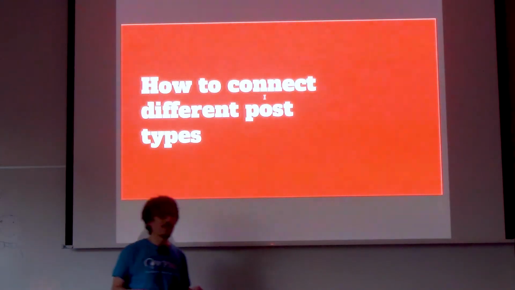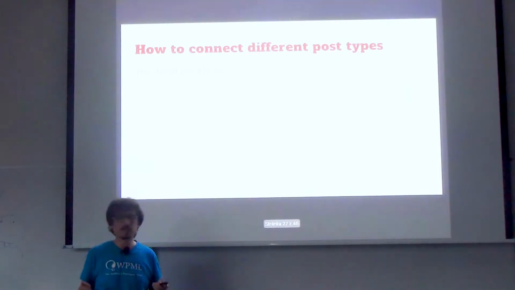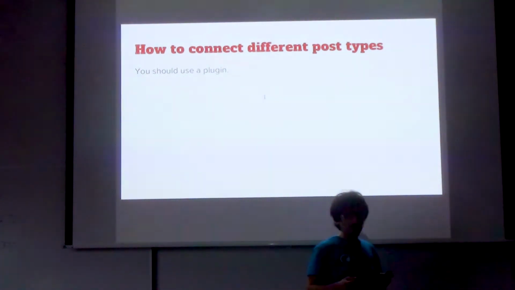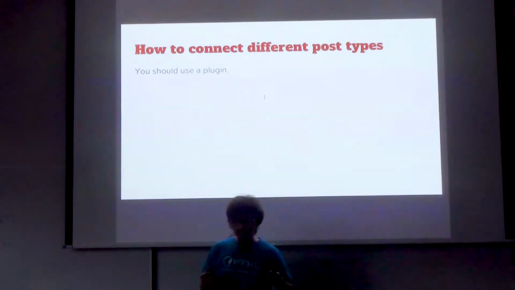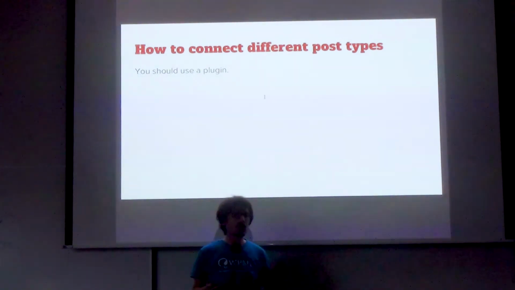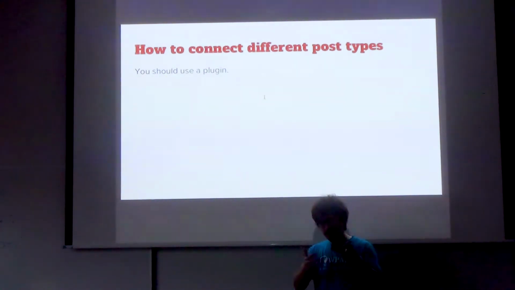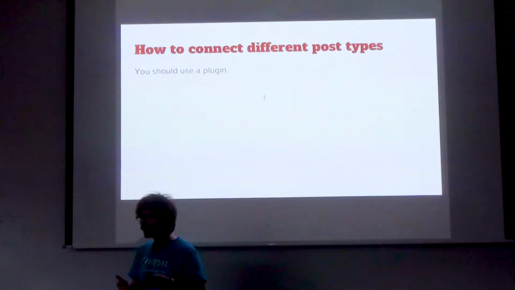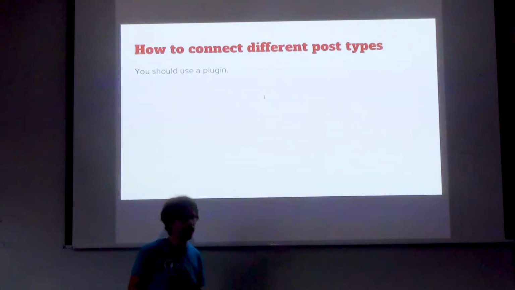So how can you actually connect different post types? Honestly, you should use a plugin. As I said, I'm not a programmer, but I know some PHP and basic programming. Creating a custom post type, for example, is very simple. You can just copy and paste something from the code documentation of WordPress, adjust it, and that's it. But with post relationships, it's much more complicated.